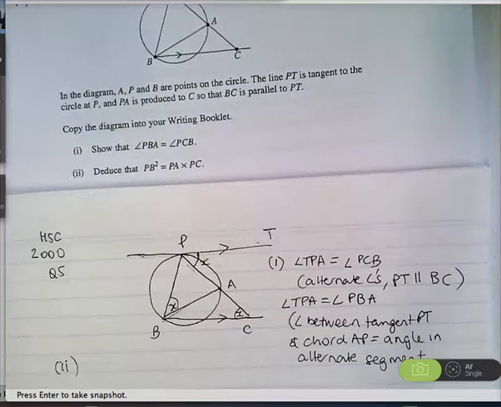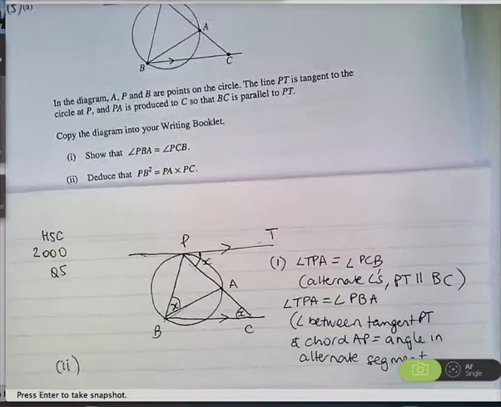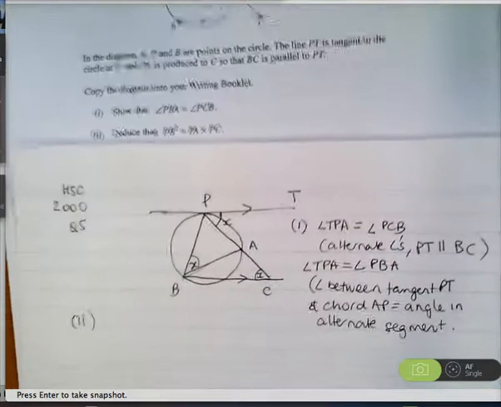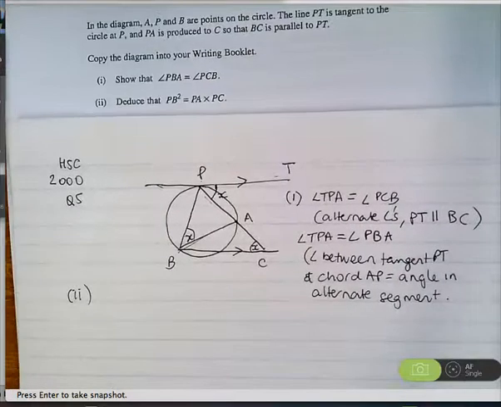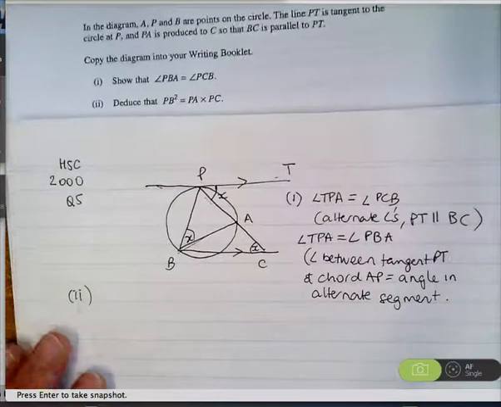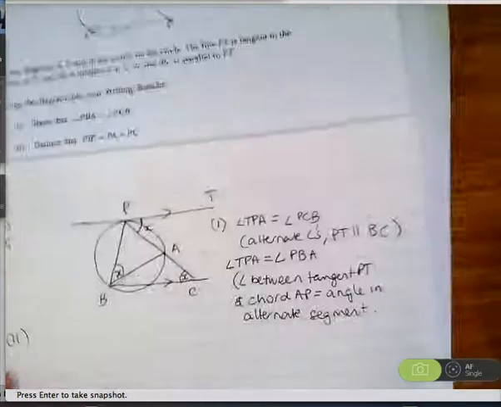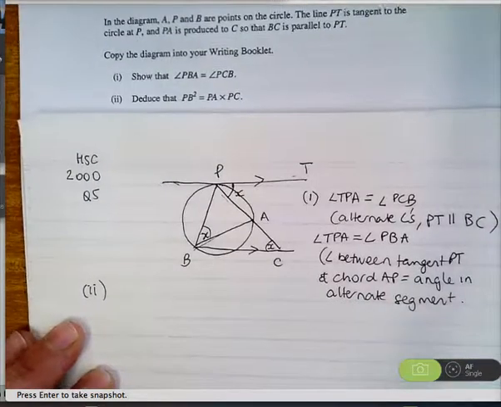Okay, this is part 2 of the 2000 HSC question, question 5. So we're up to part 2. Now we've just proven that angle PBA equals angle PCB. We now have to deduce that PB squared equals PA times PC.